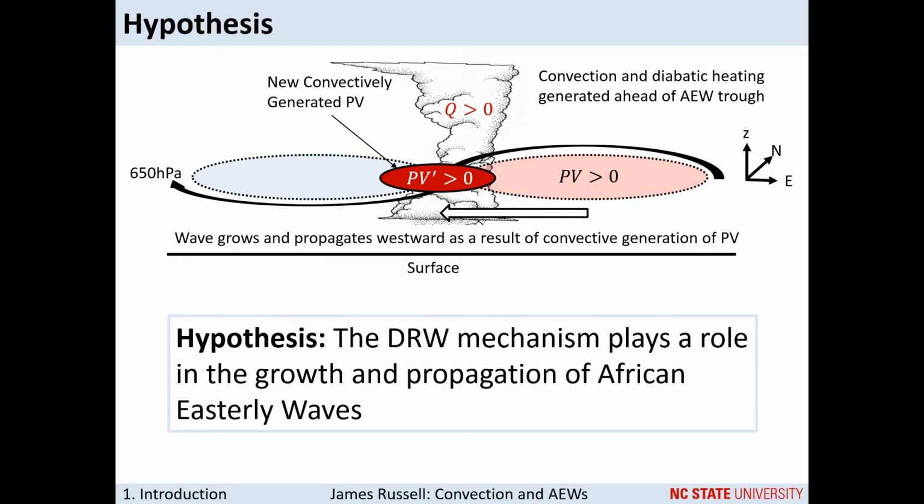And so with that, our hypothesis is that the DRW mechanism, or the diabatic Rossby wave mechanism, plays a role in the growth and propagation of African easterly waves. And so our predictions are that this mechanism that I've just explained occurs. We're going to be looking for PV growth due to diabatic processes ahead of a previous PV anomaly, and in association with the northerlies in general of the wave.